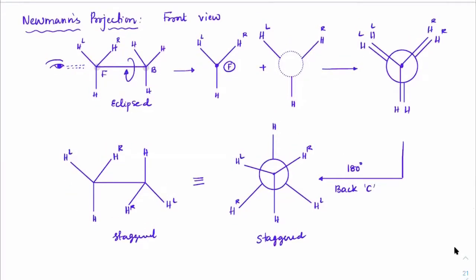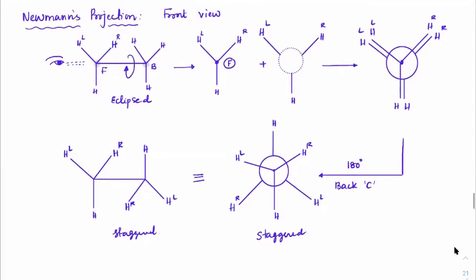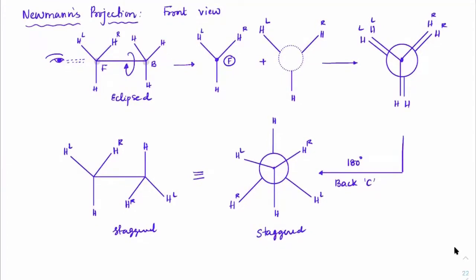I hope you guys understood what is Sawhorse projection and Newman projection. Once you know the projection better, you will be able to first figure out which type of conformers, which is our next thing to learn, are more stable or less stable. This is the first thing we will learn.